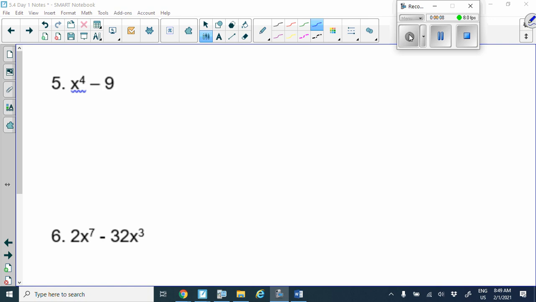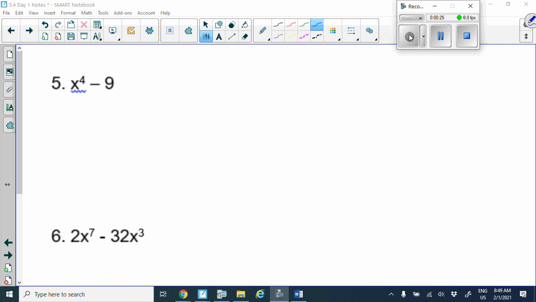Okay, this next one, we have x to the 4th minus 9. Now, before we do anything, we need to make sure, is there a greatest common factor, meaning do they have anything in common? No, really the only number they have in common is 1, and they don't both have variables, so they can't take anything out.